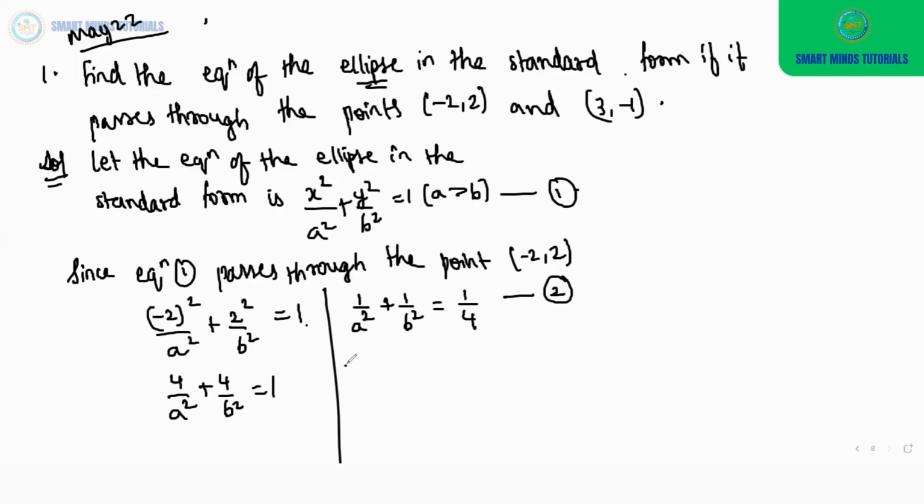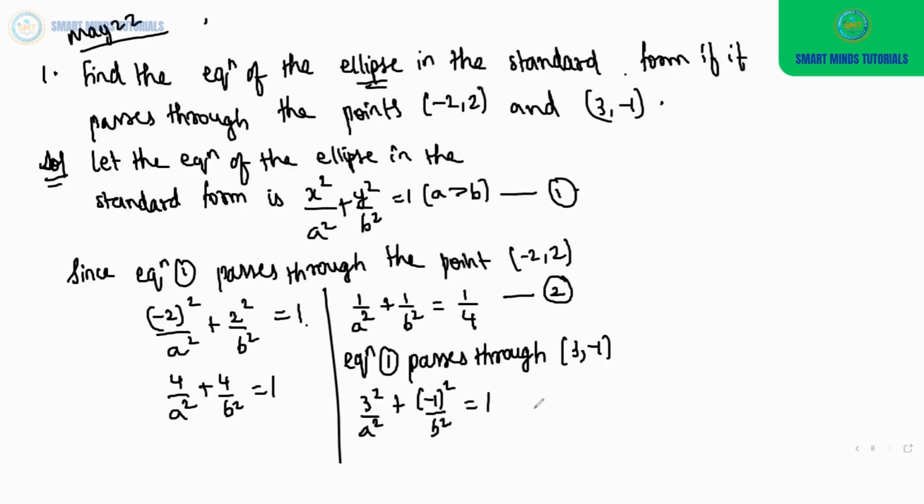Now, equation number 1 passes through the second point. What is the second point? (3, -1). So 3 square by a square plus (-1) whole square by b square is equal to 1. So you get 9 by a square plus 1 by b square is equal to 1. This is equation number 3.